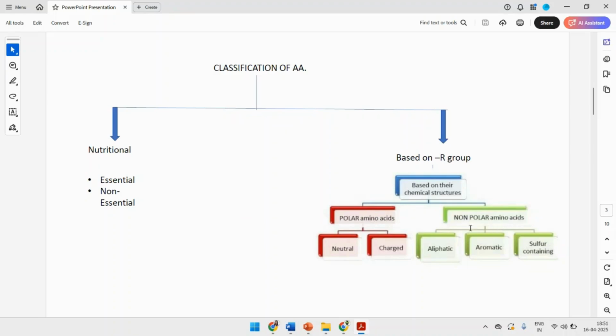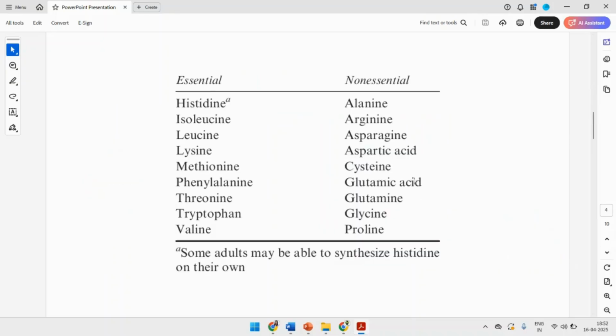water. Okay. So in polar amino acids, you further have two categories, that is neutral and charged. And in non-polar amino acids you have aliphatic, which means they have a straight chain, aromatic amino acids, and sulfur containing amino acids. Now, if I talk about essential and non-essential amino acids.